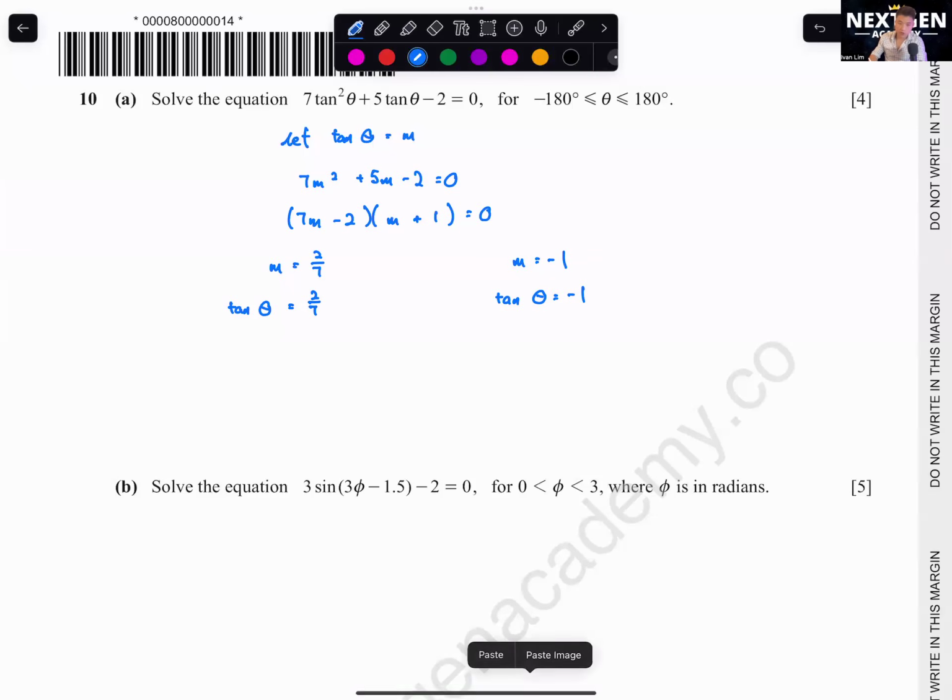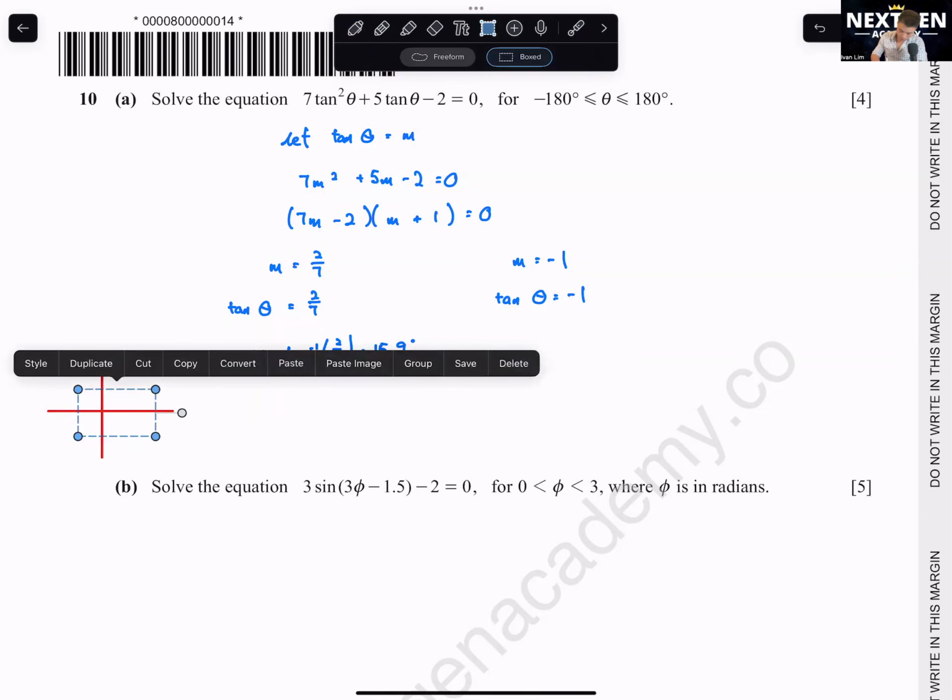How to do this? We find our base angle. Alpha is inverse tangent of 2 over 7, which gives 15.9 degrees. This is a positive tangent, so for positive tangent, we will take ASTC. T, where will T be at?